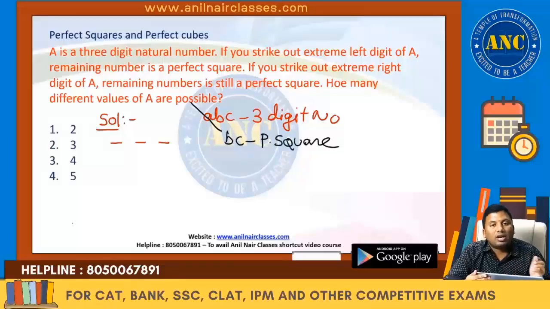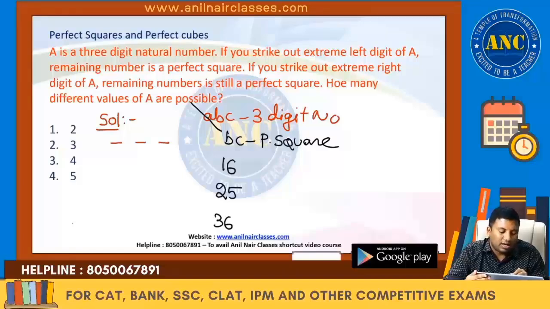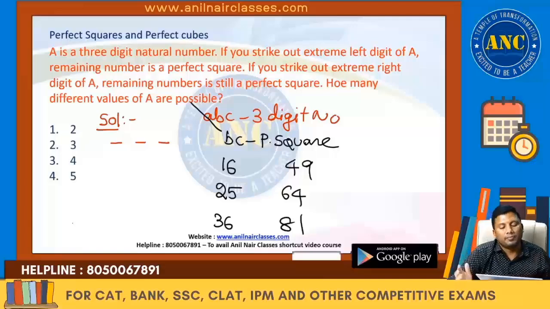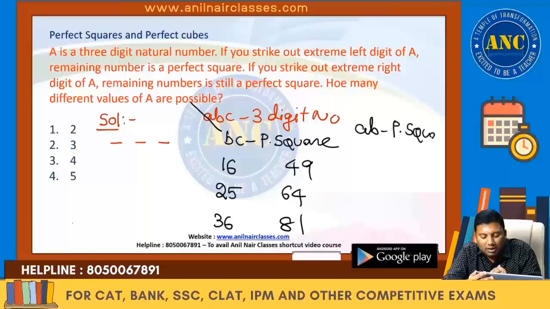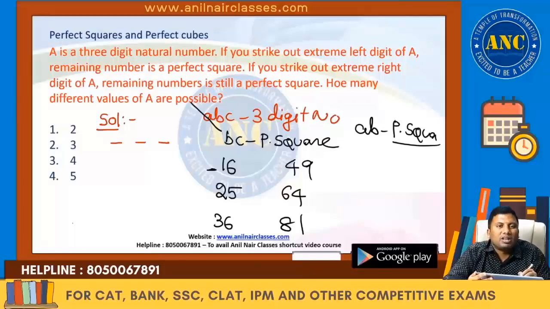What are the 2-digit perfect squares? 3 square is 09, it is 4 square, 5 square, 6 square, 7 square, 8 square and 9 square. Are you all with me? BC is a perfect square. What is another? If you strike the extreme rightmost digit, AB is a perfect square. That means if I strike 6, the remaining number should be a perfect square. What is the nature of a perfect square ending with 1? Tens place should be even. So 81 is a perfect square.